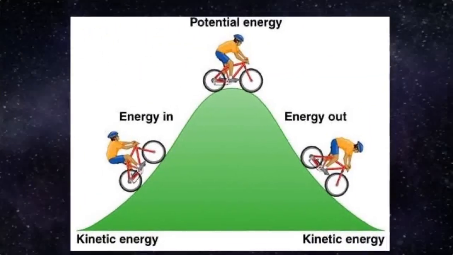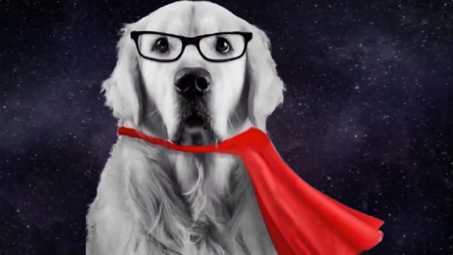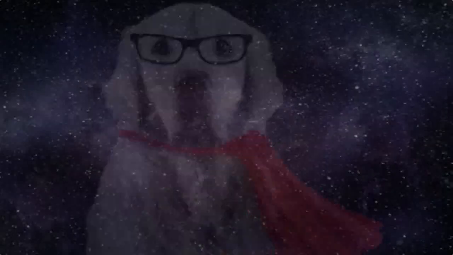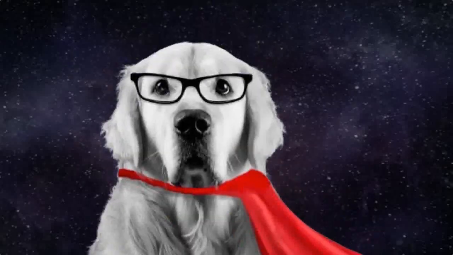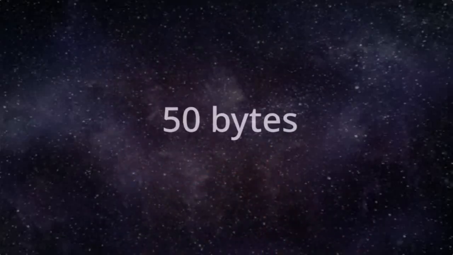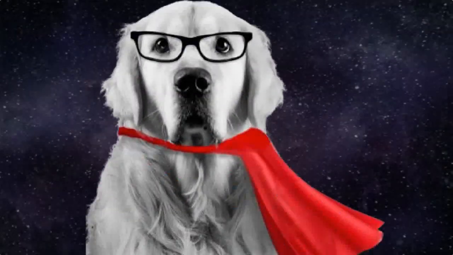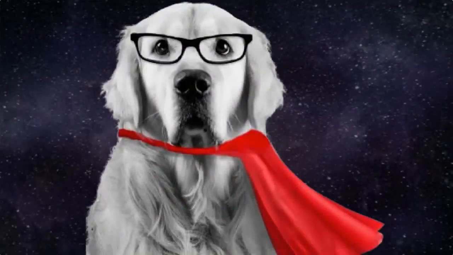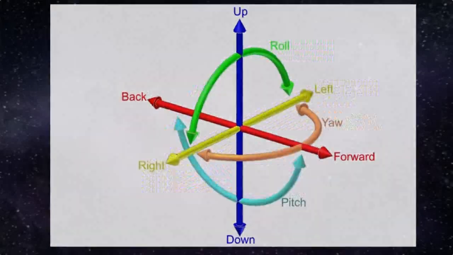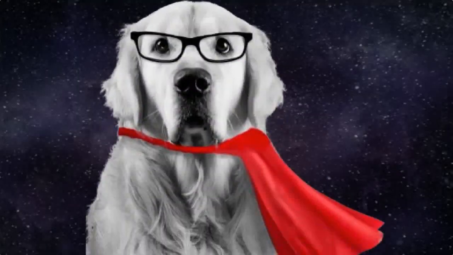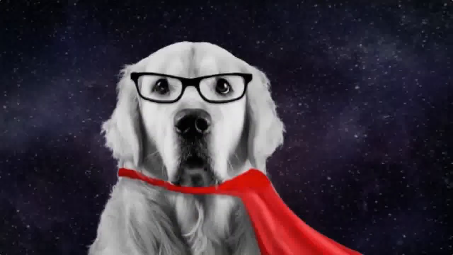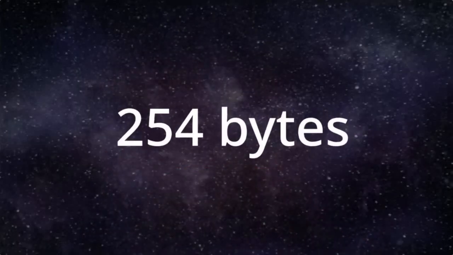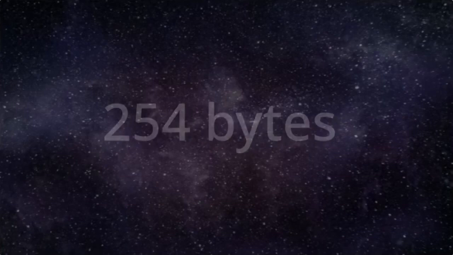Then, we need to store the kinetic and potential energy. Each one of them would go up to the Planck energy, 1.22 times 10 to the 19th, and have 100 decimal places. This would make them each 50 bytes. Finally, each particle would need to have a direction. This would be in 3 values, the pitch, yaw, and roll. Each would take up 100 decimal spaces, or 42 bytes. So, each particle would have a total of 254 bytes.